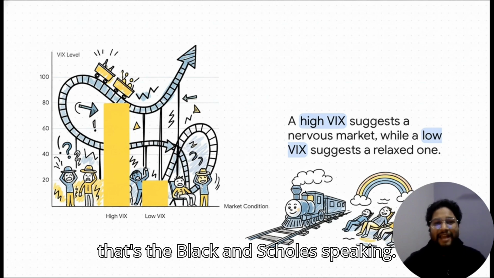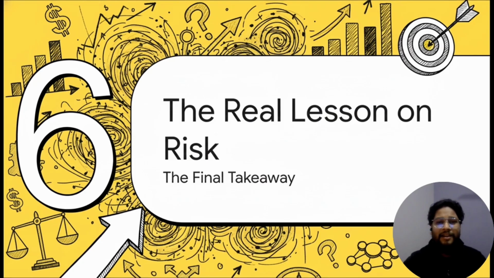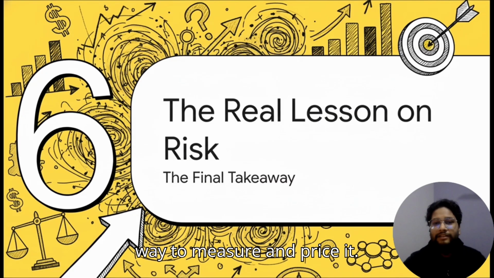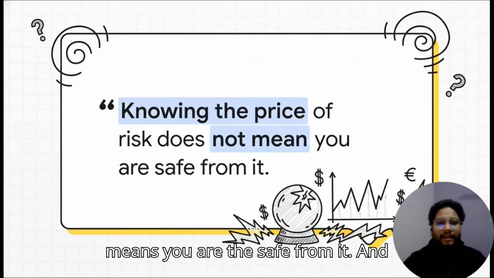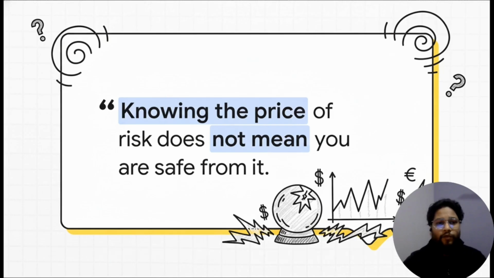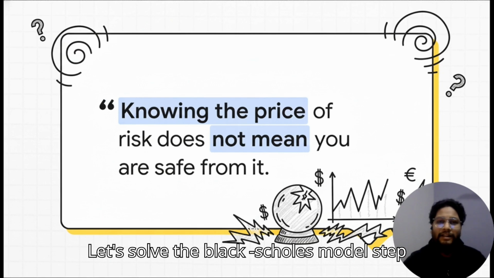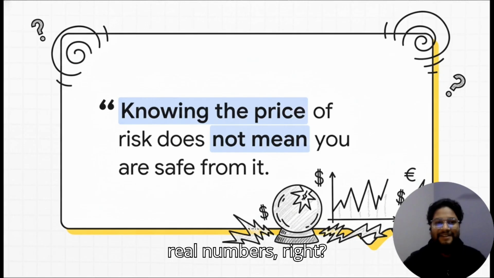So that's the Black-Scholes speaking. The final thought is that Black-Scholes does not remove the risk. It gives us a way to measure and price it. Knowing the price of the risk does not mean you are safe from it, and that's the real lesson, right? So now we understand the theory part. Let's solve the Black-Scholes model step by step in an Excel sheet using real numbers.